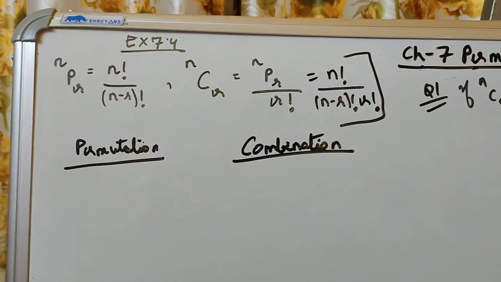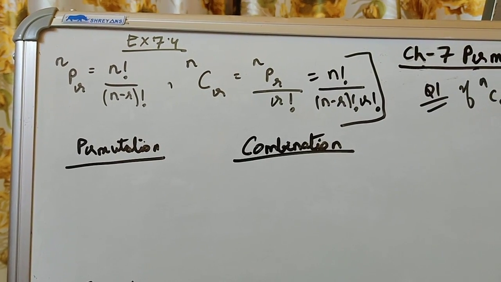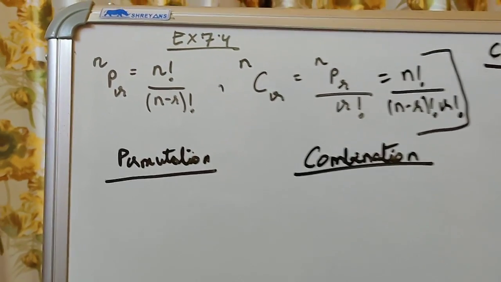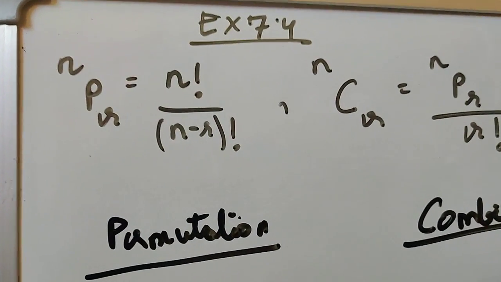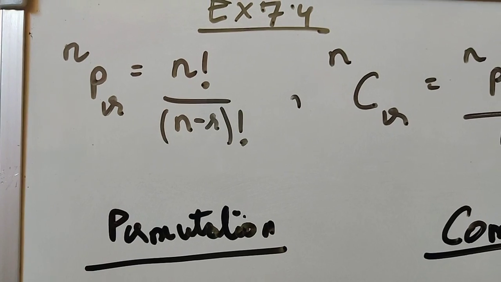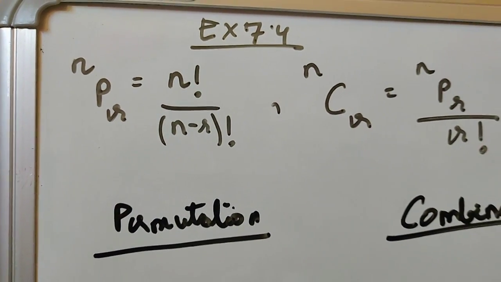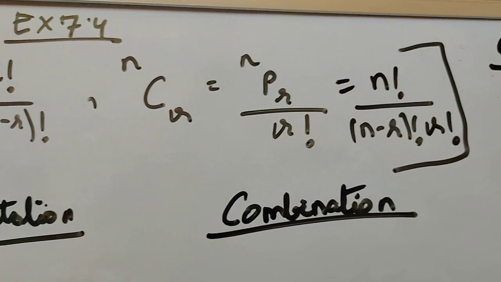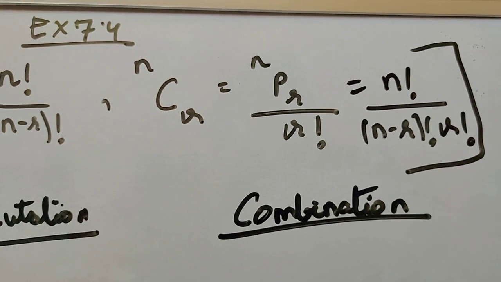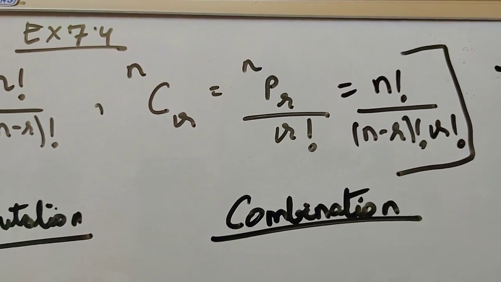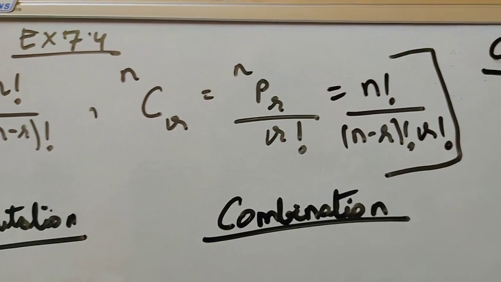Students, in this video we will try to solve exercise problems of 7.4. So this is your permutation formula: nPr is equal to n factorial divided by (n minus r) factorial. Now what is your nCr? C is for combination. It is equal to nPr divided by r factorial.